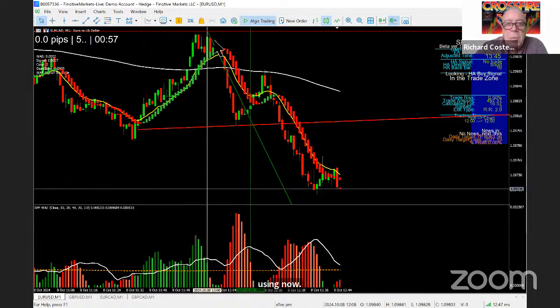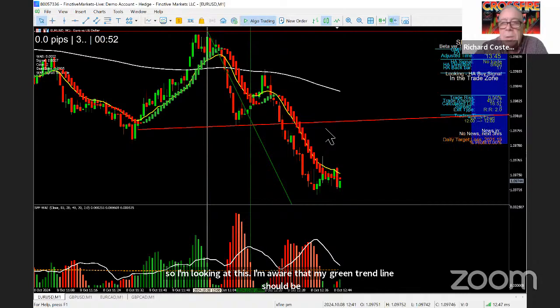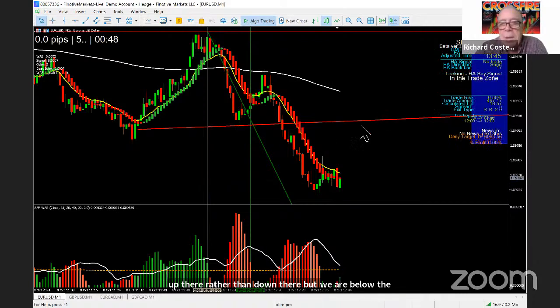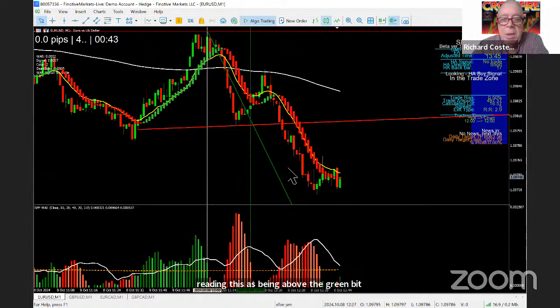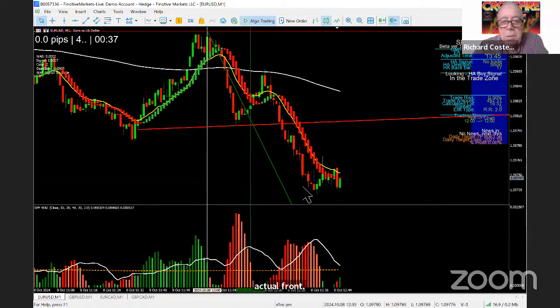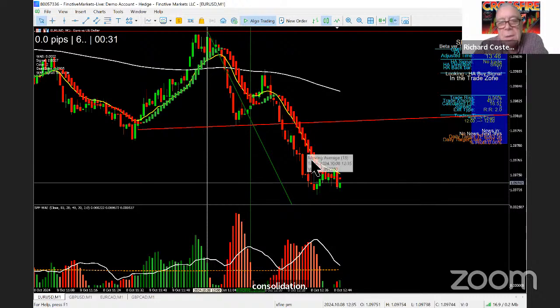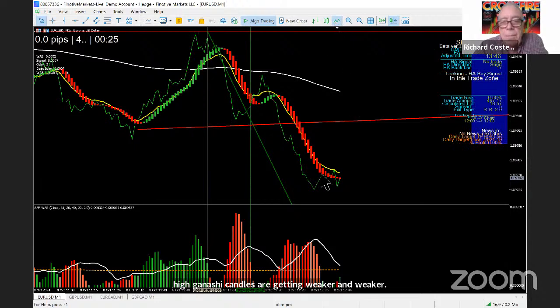Okay, so I'm looking at this. I'm aware that my green trend line should be up there rather than down there, but we are below the red trend line. The reason it's saying buy signals is because it's reading this as being above the green, but it's not. Price isn't above the green trend line in actual fact. But what we've got here right now is consolidation. The red Heiken-Ashi candles are getting weaker and weaker, smaller and smaller. So we're in a situation where price might stall and or reverse.